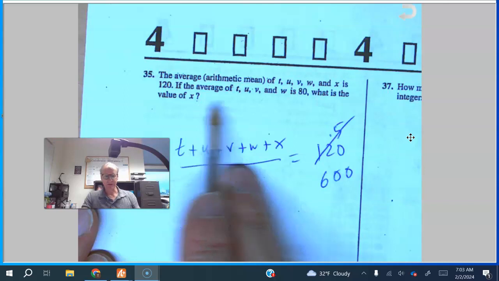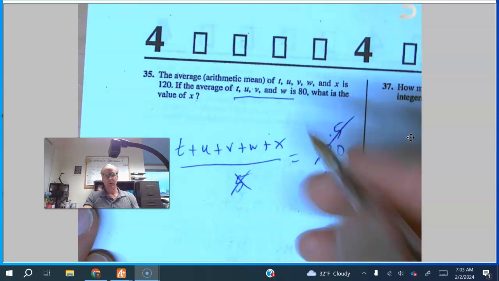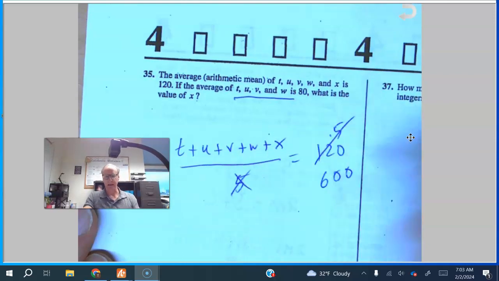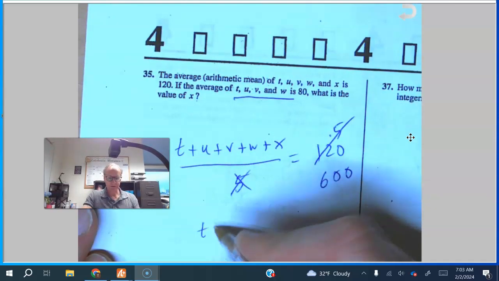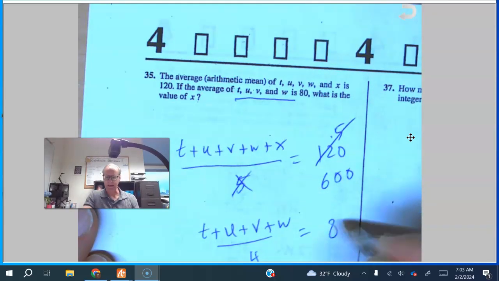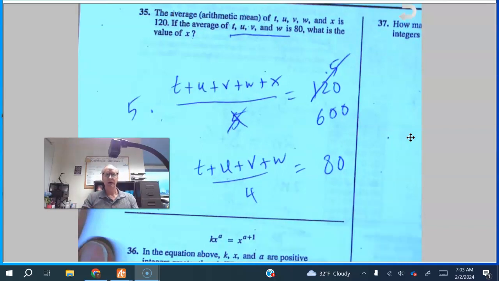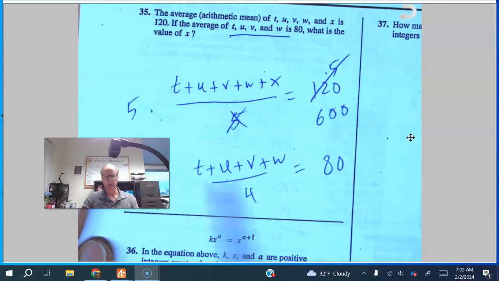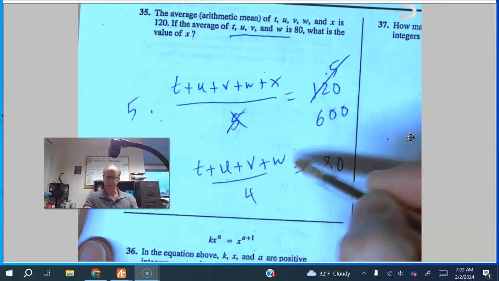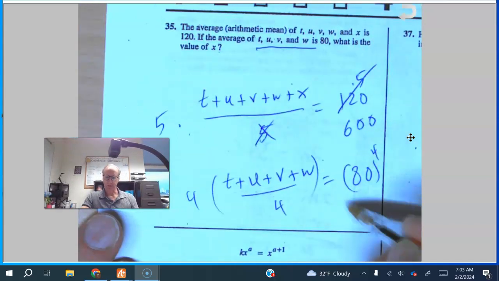Now, if the average of these numbers is 80, so everything except the x adds up to 80. So t plus u plus v plus w divided by 4 equals 80. Now remember, you have to divide by 4 to get the 80. Now this time, I am going to get what these numbers equal. So do that. T plus u plus v plus w, I'm going to multiply by 4. And I'm going to get 320.